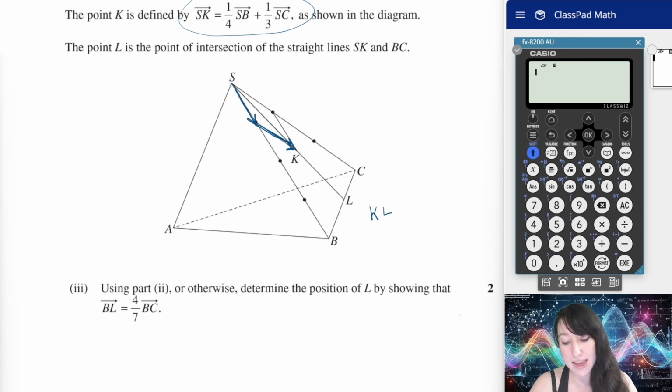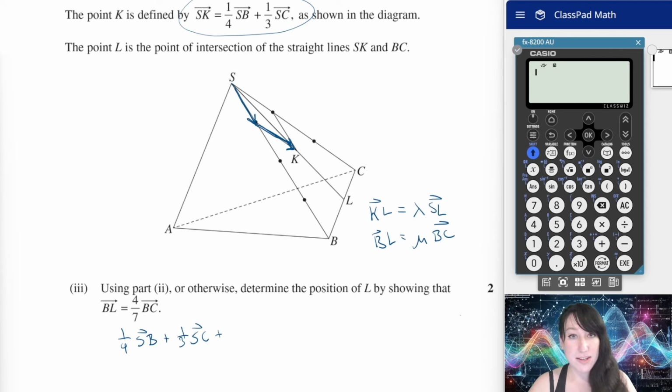Now we could express KL as a scalar of SL. Maybe we'll call that lambda. Perhaps we can also get to L by taking SB and then BL. Notice that BL can be expressed as a scalar times BC. Maybe we'll call that mu. So, to get to L, we could take 1/4 SB plus 1/3 SC plus KL, which would be lambda SL. Or we could take all of SB plus BL, which is mu times BC.